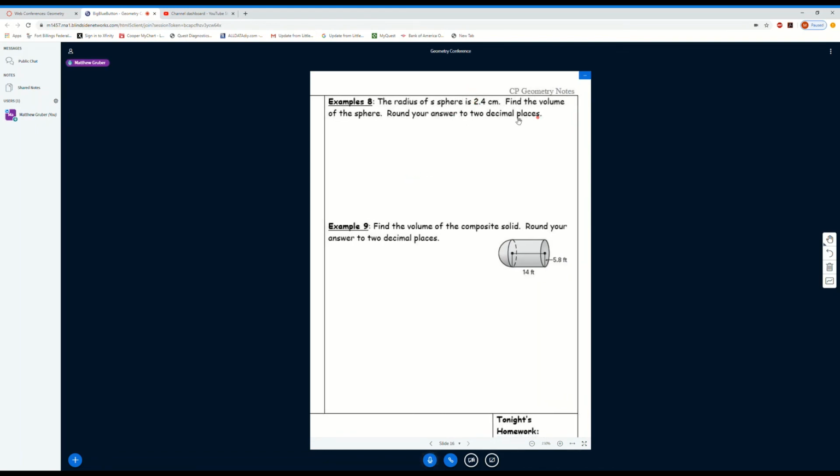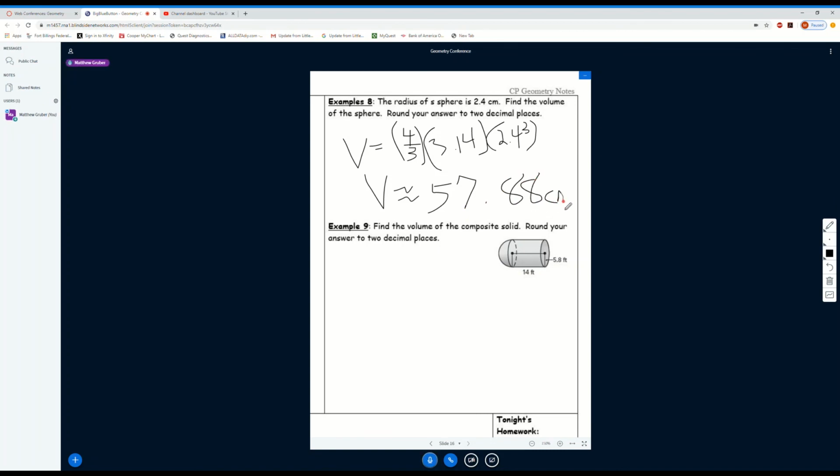The radius of a sphere is 2.4. Find the volume. Okay, that's a straightforward application of the formula. Volume of a sphere is 4/3 pi r cubed. So in your calculator, cube that 2.4 first, multiply by 3.14, multiply by 4/3, and the volume is going to be about 57.88 centimeters cubed.